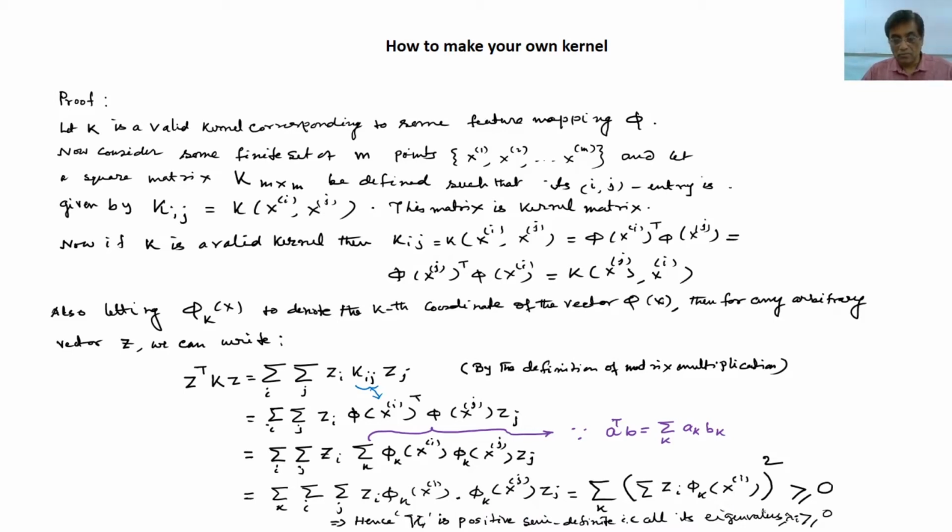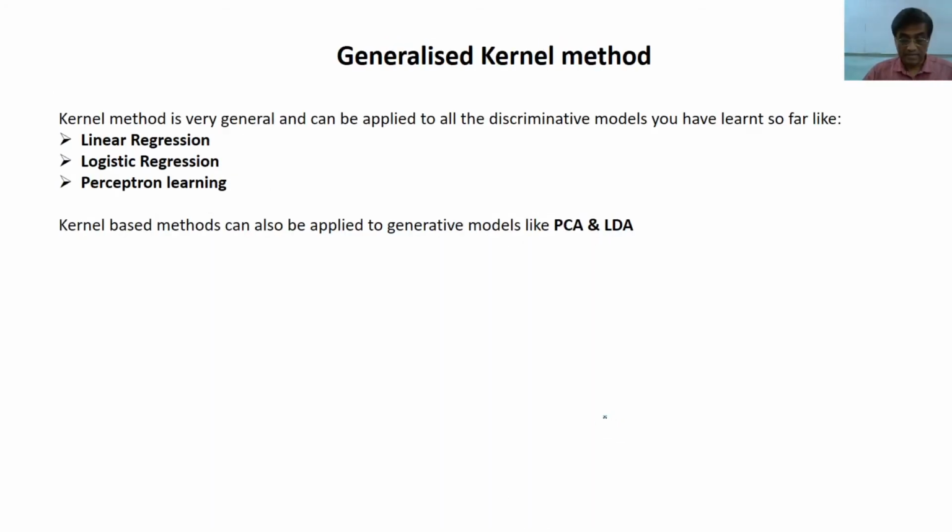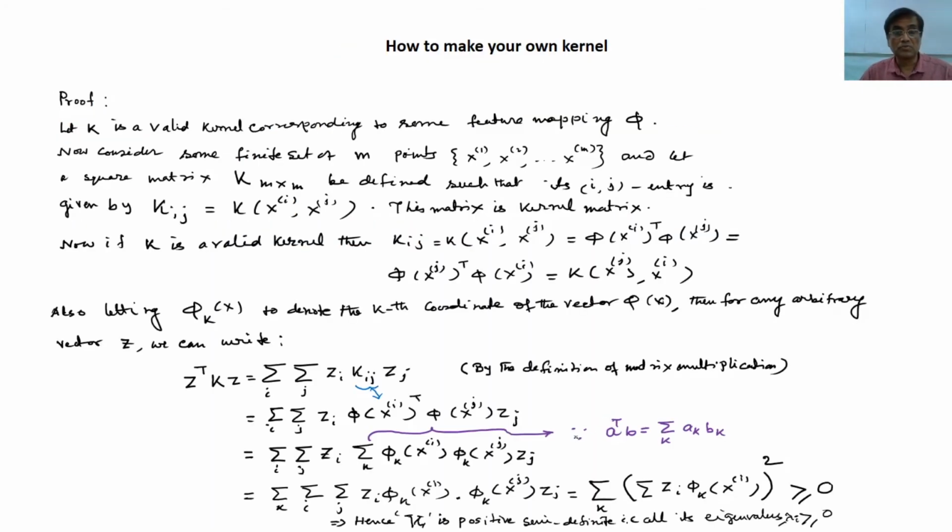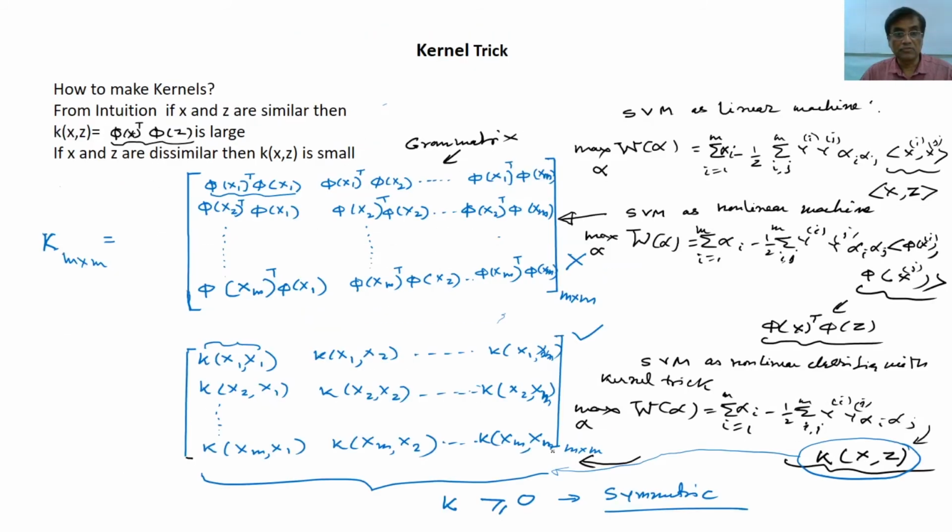Okay, so the other way round: if a matrix is given as positive semi-definite, can it be a kernel? It can also be proved that it can be a kernel if there exists a mapping function like that. That we did not do here. We assume here k is a valid kernel, and then it led to its positive semi-definiteness. Okay, that's great. So you have now understood how a kernel can actually be developed.